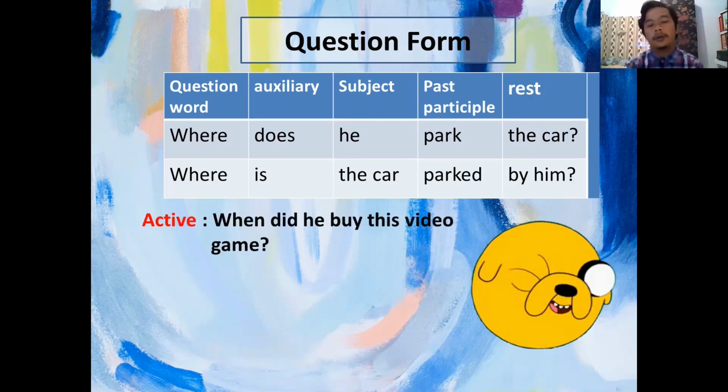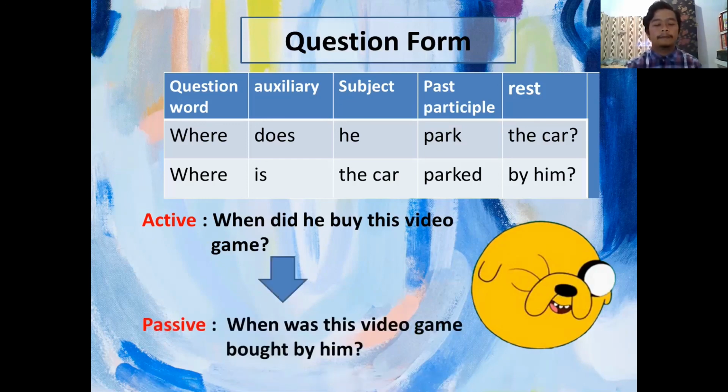Example: when did he buy this video game? Okay. I think if you know, it is easy to change the sentence from the active sentence to the passive sentence. Okay, this is the passive sentence from the question form: when was this video game bought by him?